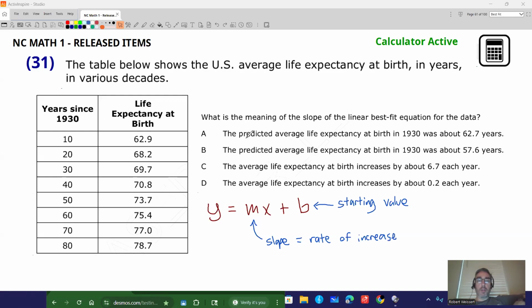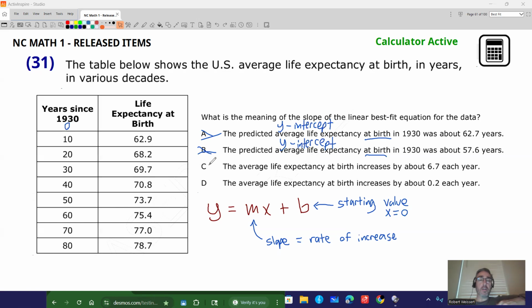So if you look at answer choice A, the predicted average life expectancy at birth in 1930. Since this says years since 1930, 1930 would be 0 years, and that's going to be when x equals 0. So at birth, 62.7 years, that would be the y-intercept. And similarly, letter B, the predicted average life expectancy at birth in 1930 was 57.6 years. So whatever the y-intercept is of this line of best fit, whether it's 57.6 or 62.7, answer choice A or B would describe what that means.